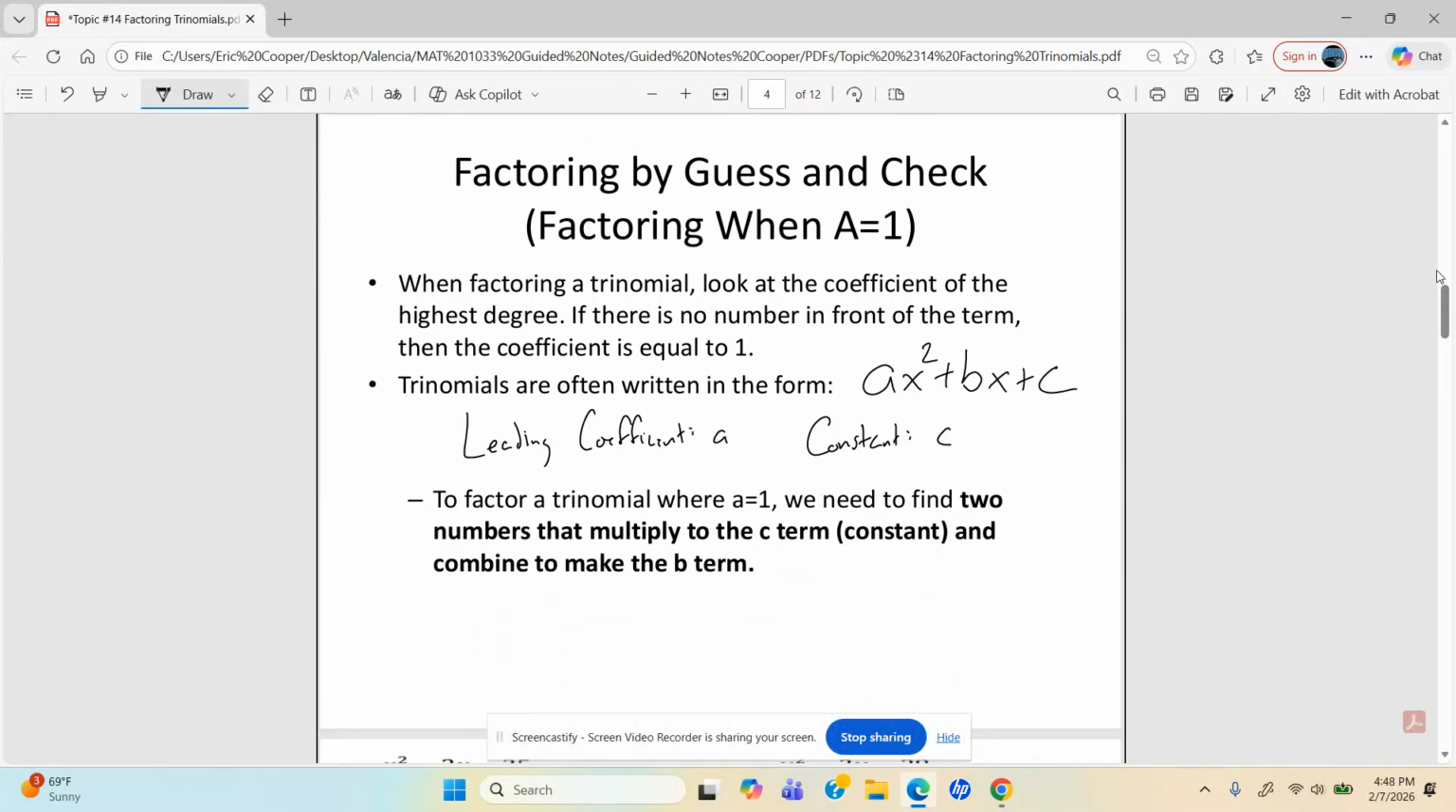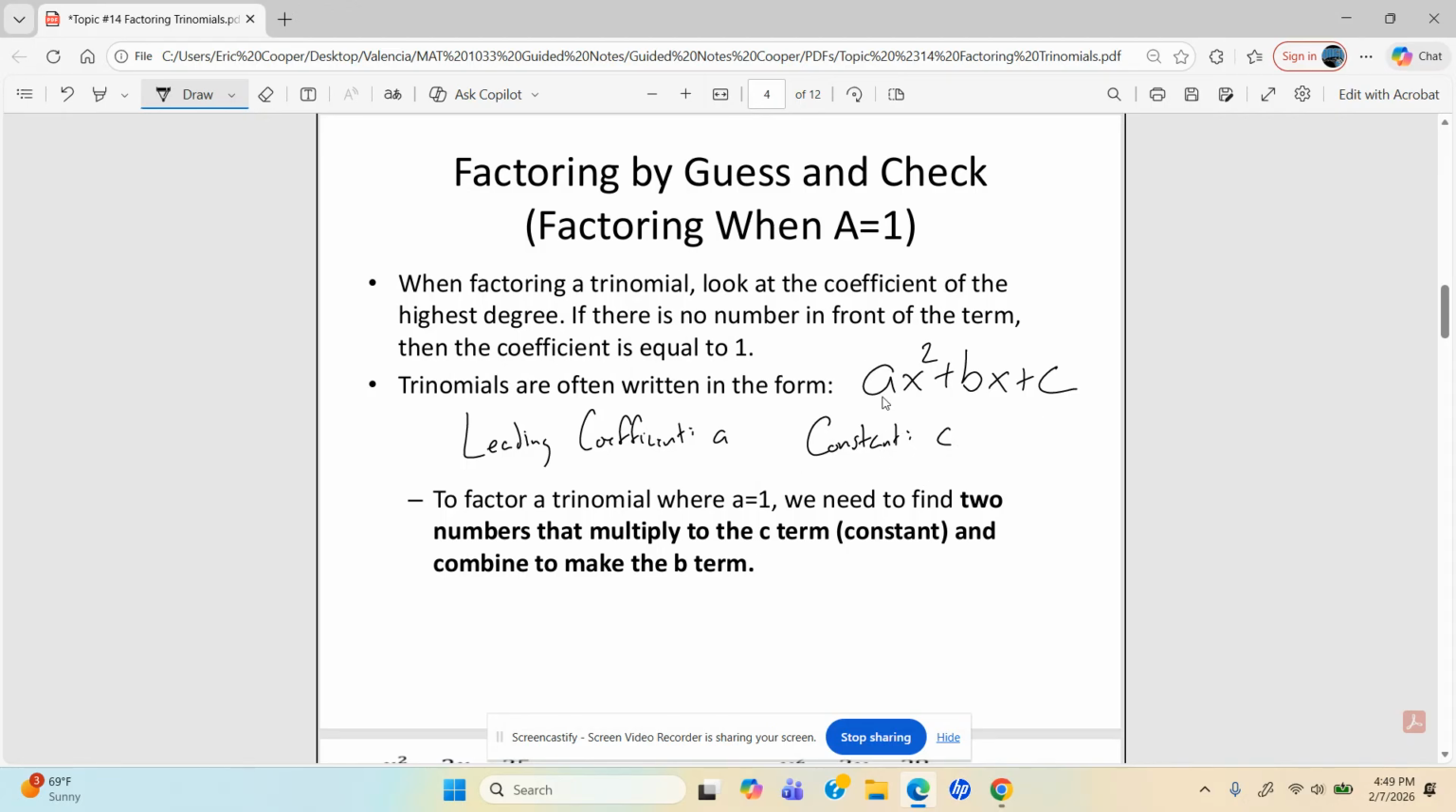Factoring by guessing and checking, but when A is equal to 1. When factoring a trinomial, we're looking at the coefficient of the highest degree. If there's no number in front of the term, then the coefficient is equal to 1. And trinomials are often written in this form, ax squared plus bx plus c, where the leading coefficient is a and the constant is c.